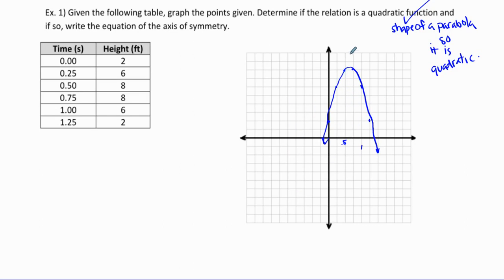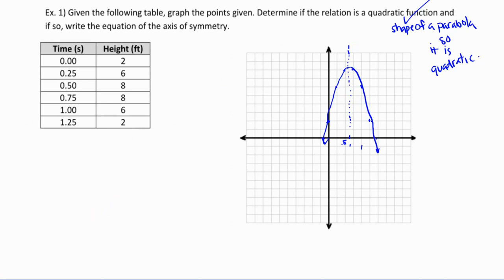So I know that my axis of symmetry goes right through the vertex, so right through either the maximum or minimum point of my graph. So it's going to be in between this 0.5 and this 0.75. In order to figure out what is right smack in the middle, I can just take the average, right? So I want to find out what number is directly in the middle of them.